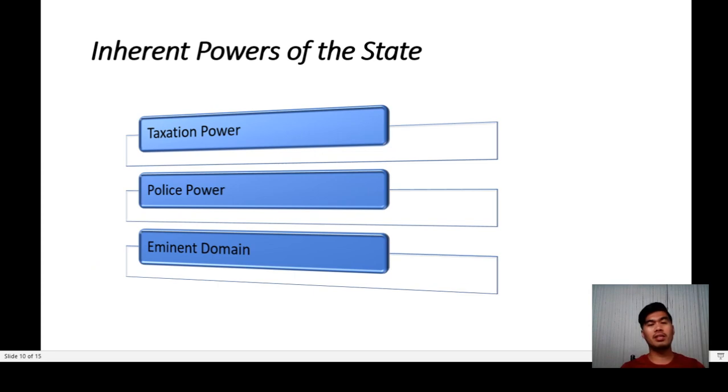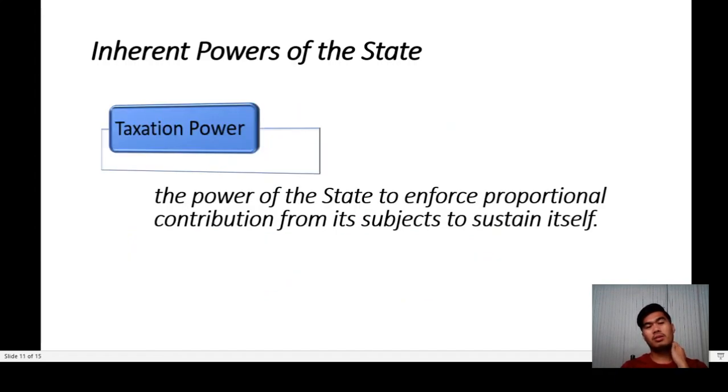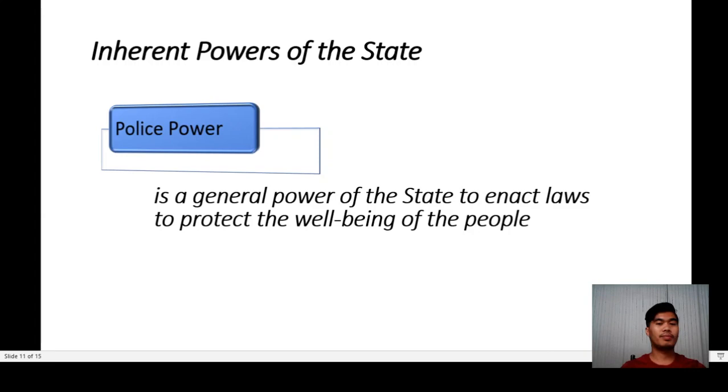Inherent power of the state, we have three: taxation power, police power, and eminent domain. So ano ba yung taxation power? So the power of the state is to enforce proportional contribution from its subjects to sustain itself. Kaya yun na nga, the lifeblood theory, kumbaga, dapat magbubuwis tayo para naman si government can sustain itself.